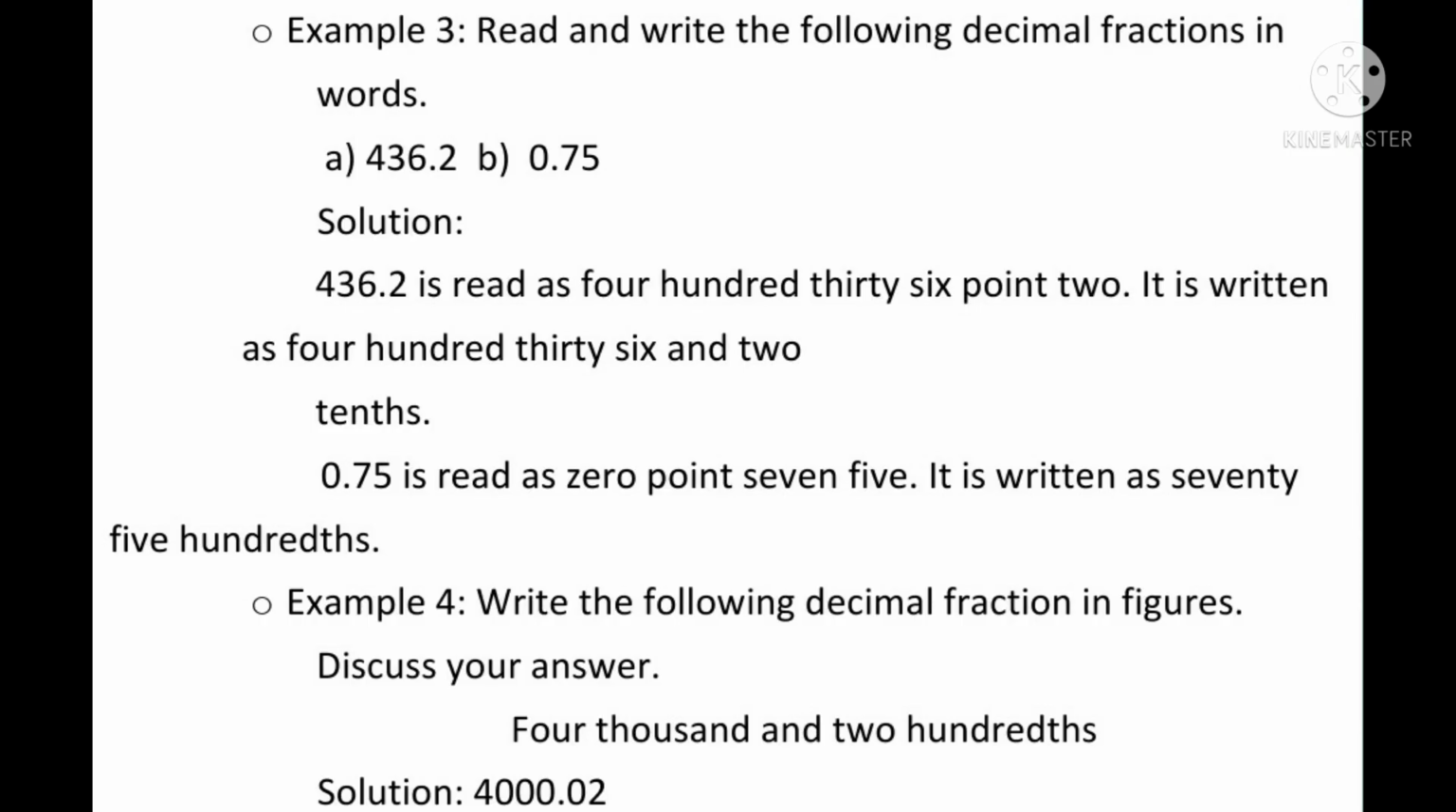Then the teacher proceeds with example number 3. She asks the students to read and write the following decimal fractions in words. A, 436.2. The solution would be: 436.2 is read as 436.2. It is written as 436 and 2 tenths. Then B, 0.75 is read as 0.75. It is written as 75 hundredths.